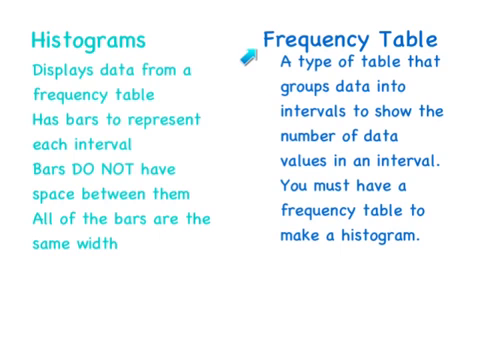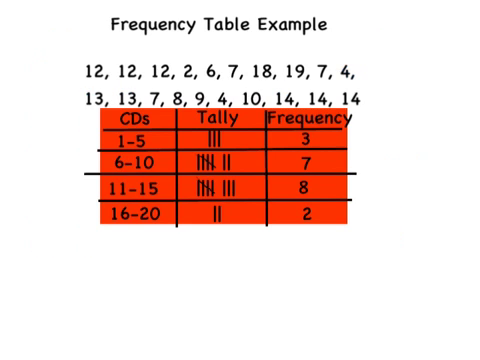A frequency table is a table that groups data into intervals to show the number of data values in an interval. You must have a frequency table to make a histogram. This is an example of a frequency table. As you can see, there are 3 columns. The first column is labeled as the topic of the histogram. Underneath that are ranges of numbers that your data will fit into.